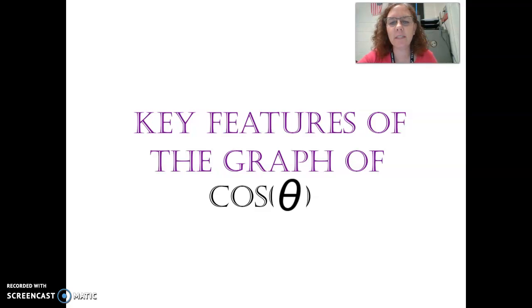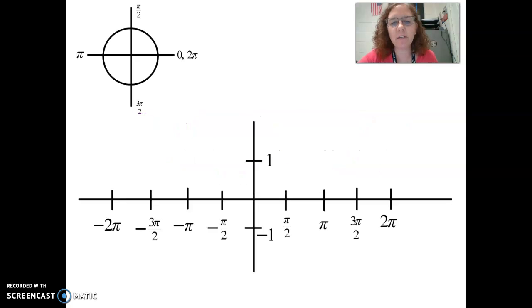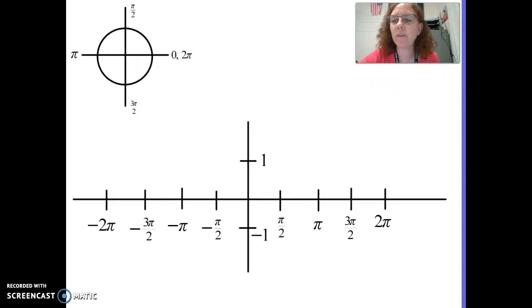In this video, we are going to look at some key features of the graph of cosine theta. Very similarly to what we did with sine theta, we are going to look at what happens as you move around the unit circle and look at how the coordinates are affected by cosine of theta. So if you remember, cosine goes with the x-axis. As we are looking at our coordinates of the various points, let me put those on here. We are going to focus on the x value of those coordinates.